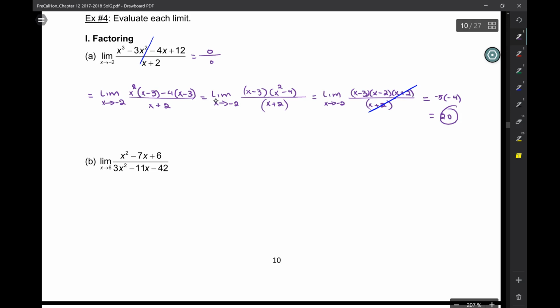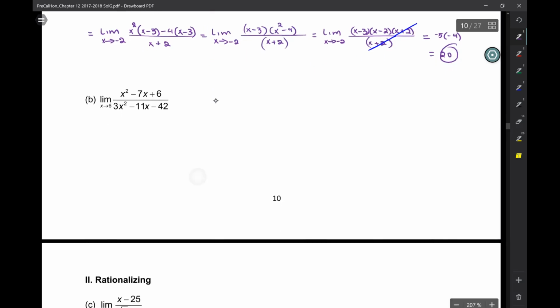So you see that even though I got 0 over 0 in the beginning, the problem was not ready to be thrown away. I was still able to salvage it, right? Okay, let's do this next one. As you plug in x equals 6, you get 0 over 0.